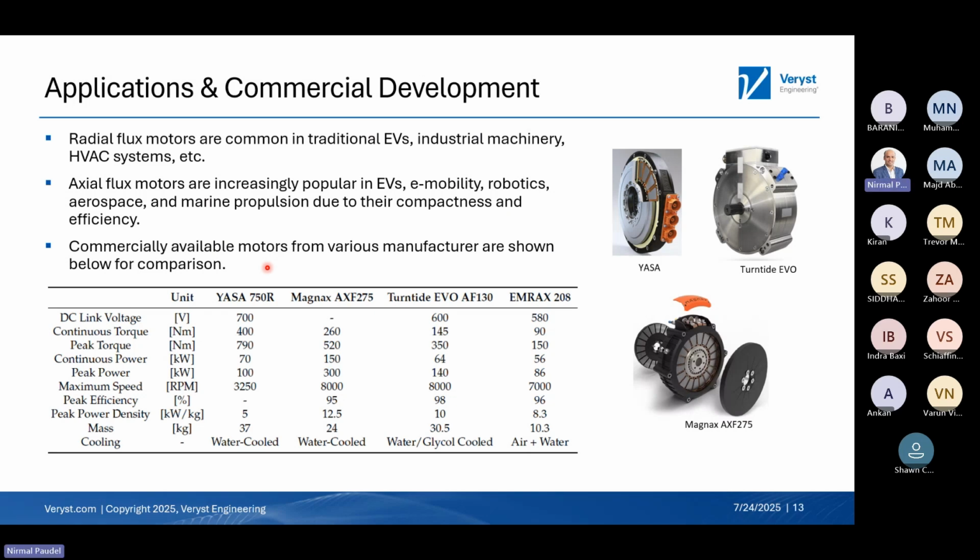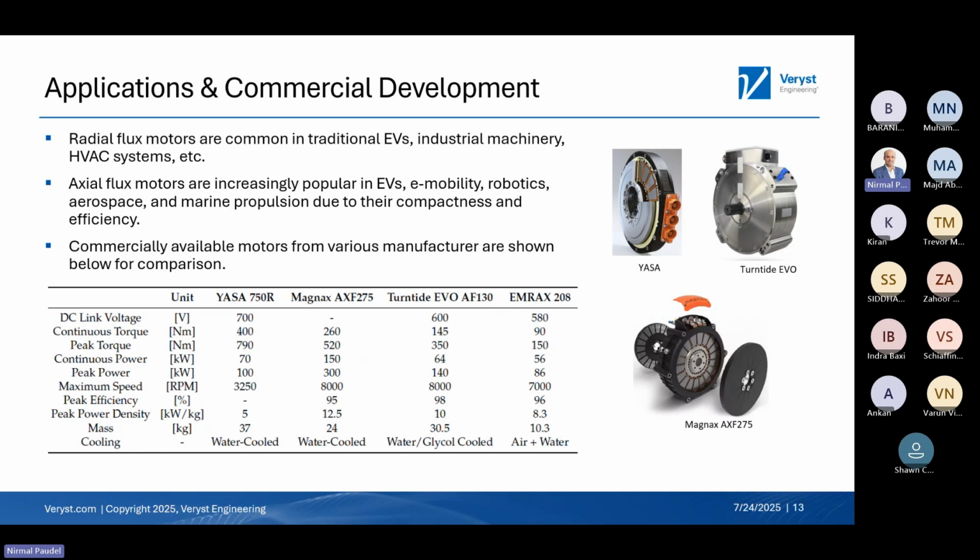All right, so application-wise, I think we briefly mentioned that the radial flux motors are the most used motor architecture today, and we'll find them in traditional electric vehicles or industrial machinery or HVAC systems, where their cylindrical geometry and well-established manufacturing process make them ideal. But axial flux motors, on the other hand, are getting rapid traction in next generation applications, particularly in electric vehicles, e-mobility solutions, robotics, aerospace, and marine propulsion, where compactness, lower weight, and high torque density are the major advantages.